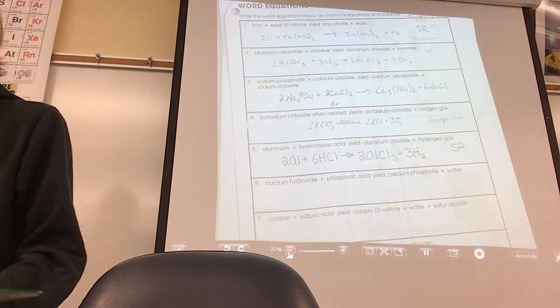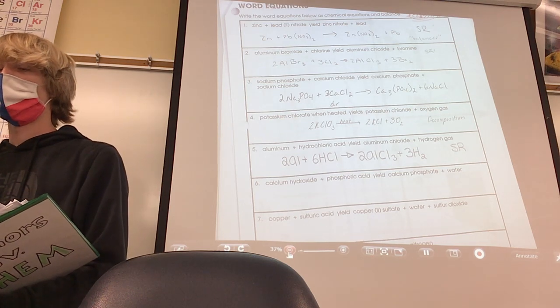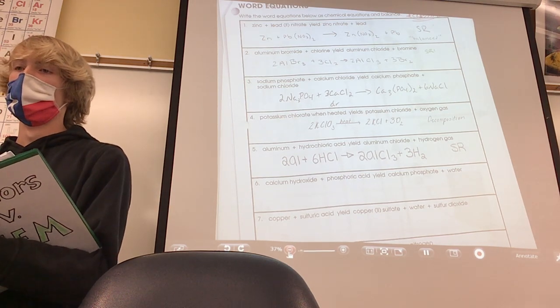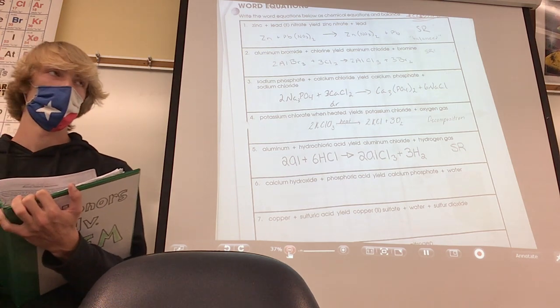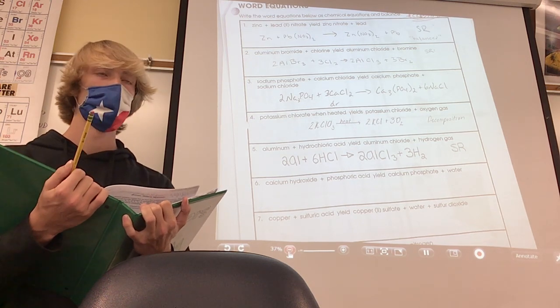Okay, so in this case, if I had the activity series in front of me, aluminum would have to be higher than hydrogen, wouldn't it? Aluminum has to have the ability, and at this point I'm not using the activity series, but in this case I assume it is, because I got this out of a book.